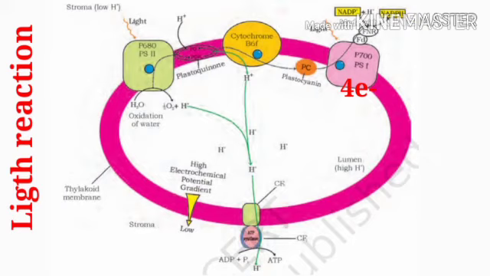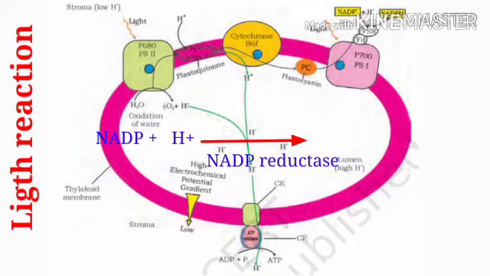Simultaneously, the electrons in PS1 are also excited when the chlorophyll a in PS1 absorbs red light of wavelength 700 nanometers. This light excites the electrons to a higher energy level. There, the electron acceptor takes these electrons and they reduce NADP+ in the stroma into NADPH using an enzyme called NADP reductase, which is located in the stroma.